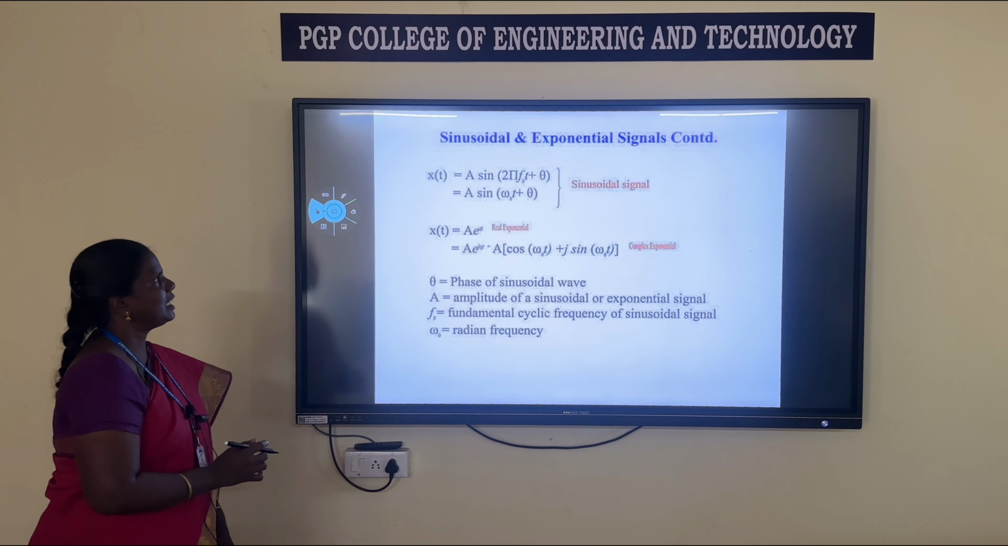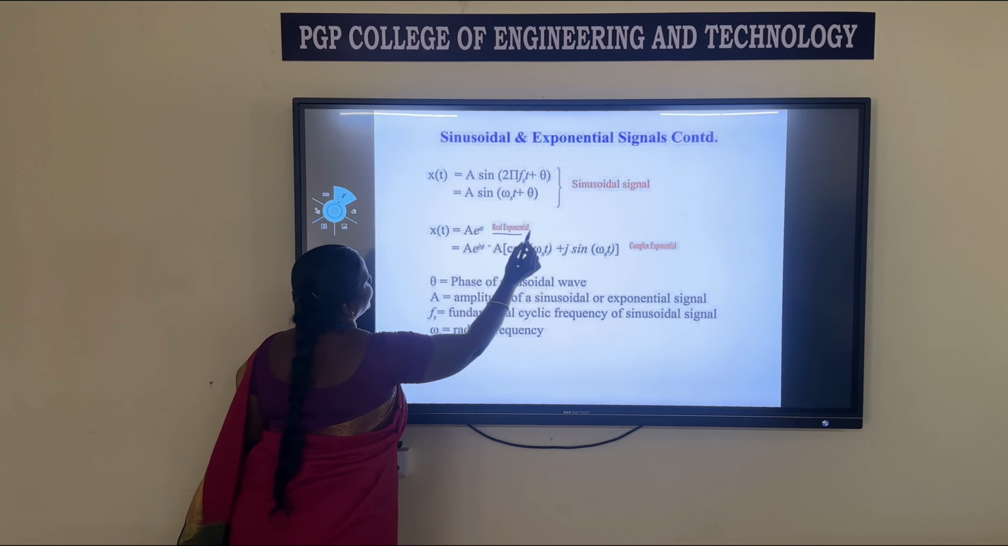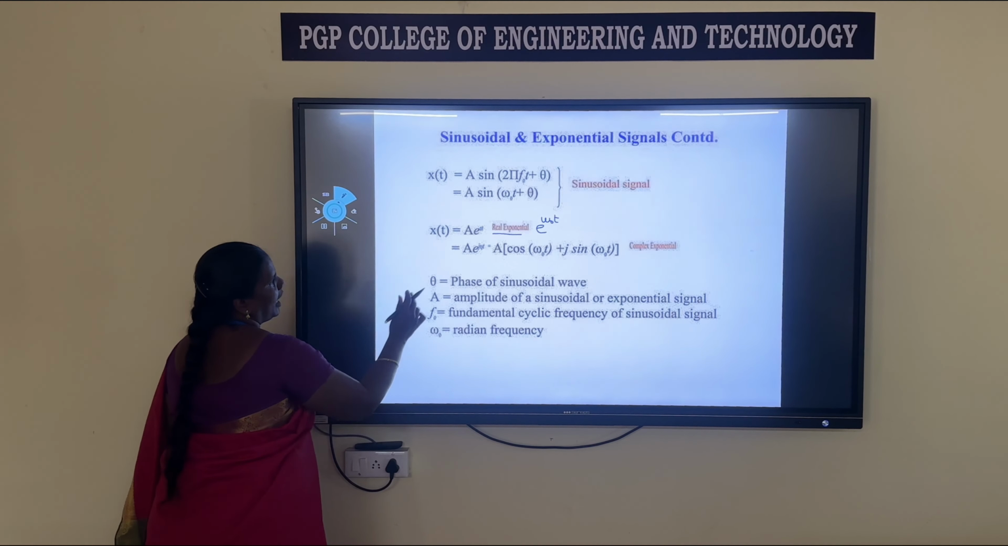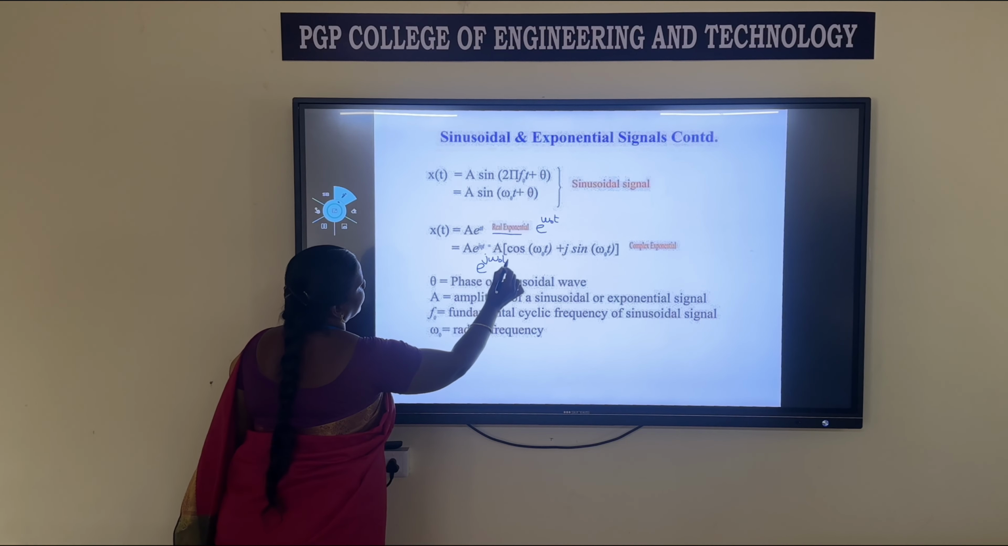In the exponential signal there are two forms. One is the real exponential, represented as e power omega naught t. The complex exponential is represented as e power j omega naught t.